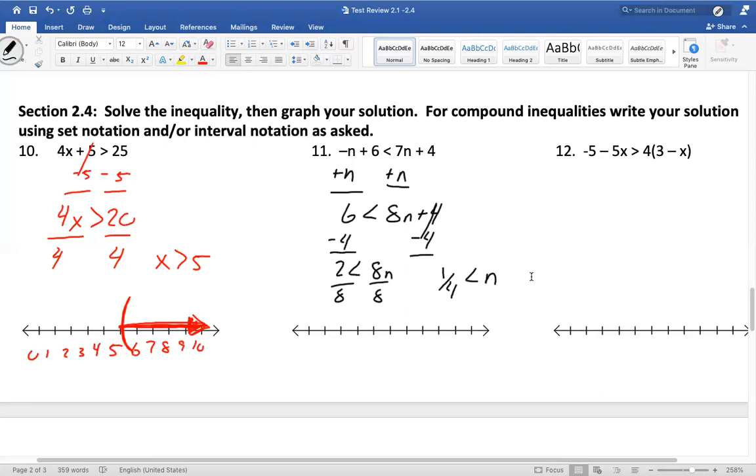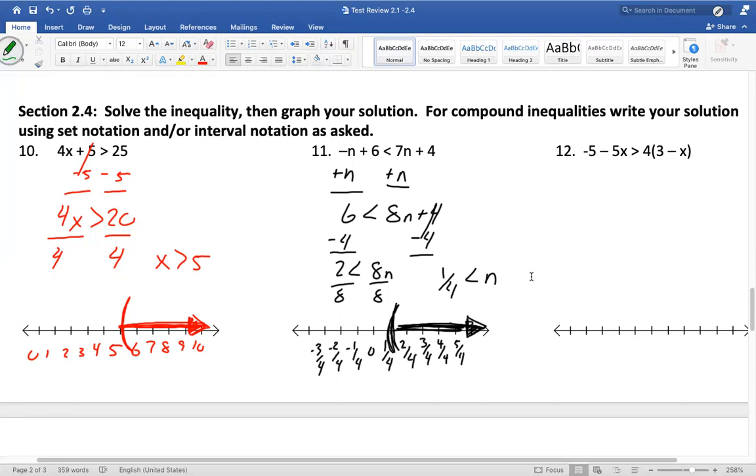Now, watch this, 1/4. Okay, this is 2/4, 3/4, 4/4, or 1, 5/4. Not really worried about how you're doing your number line. I'm more worried about, are you able to solve it and graph it? So it's curved, and we're shading to the right.